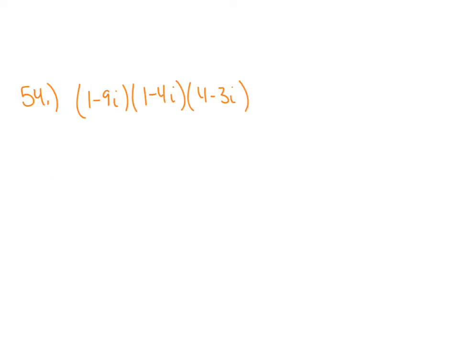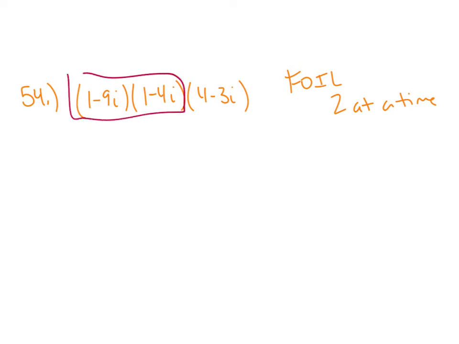All right, 54 has 3 sets of parentheses. Remember, you can only FOIL 2 at a time. So I'm going to pick the first 2. I'm only going to focus on these 2 right here. I'm not even going to look at the last set of parentheses, and I'm going to FOIL. I'm going to take 1 times 1 and get 1. I'm going to take 1 times negative 4i and get minus 4i.